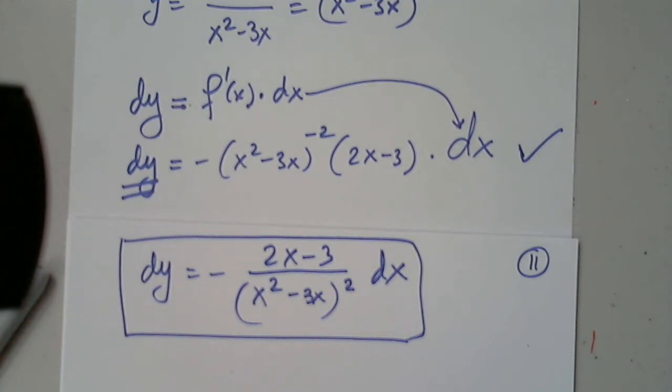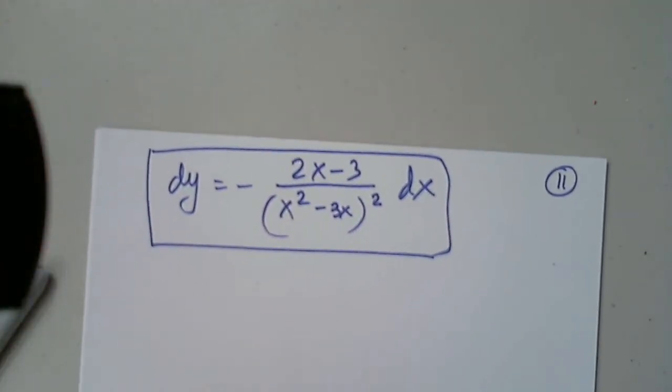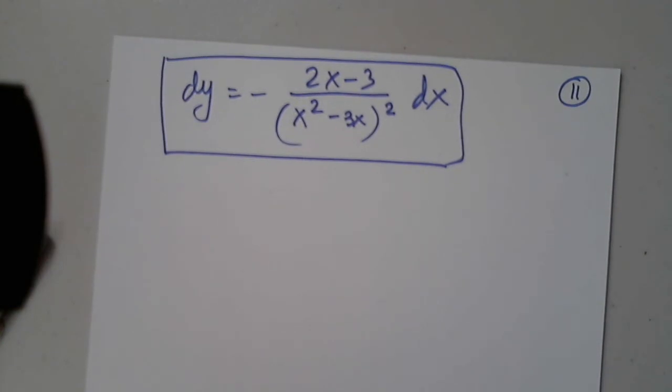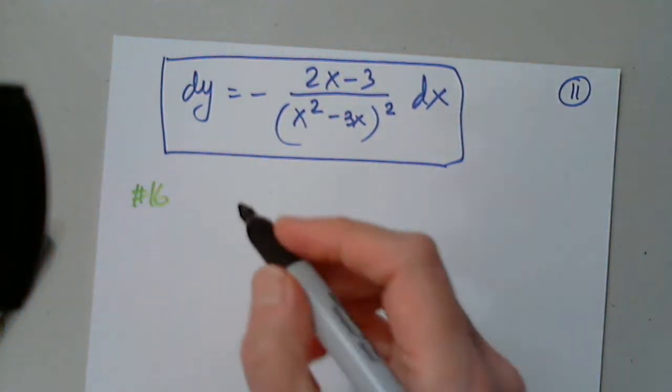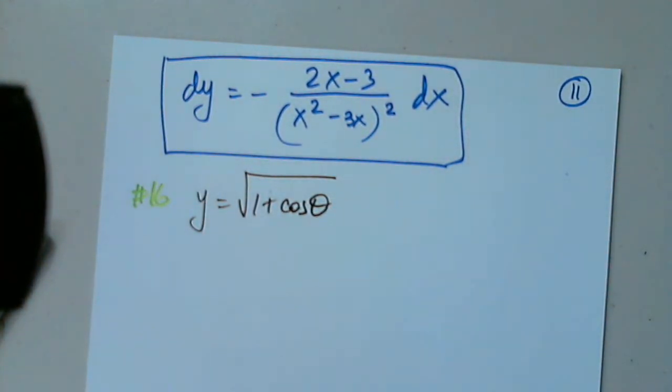Can we do 16 as well? Of course, 16. So y equals the square root of 1 plus cosine theta. Good. Perfect.